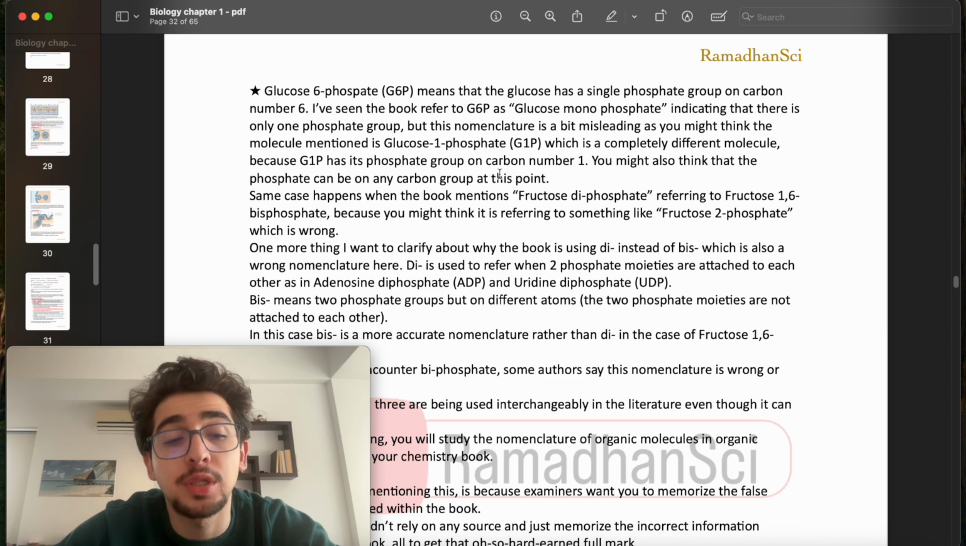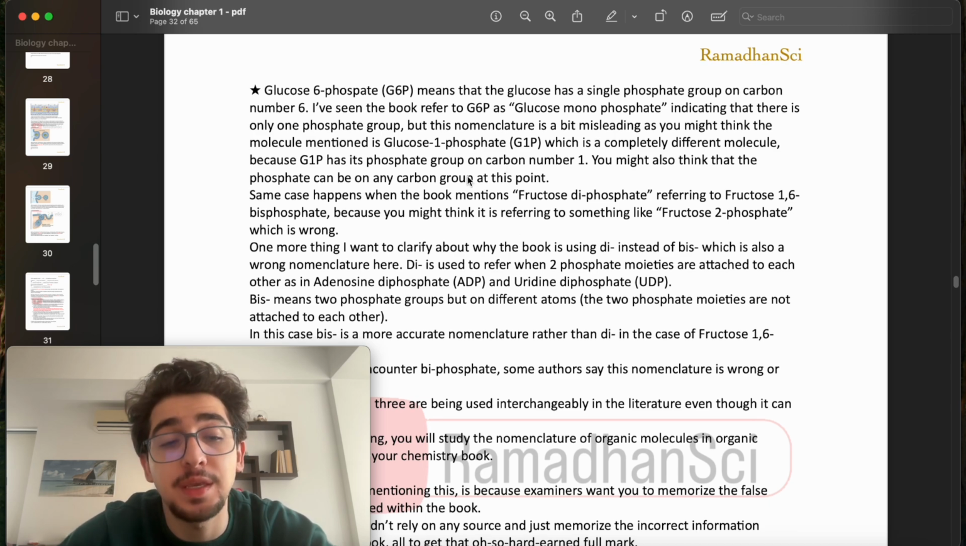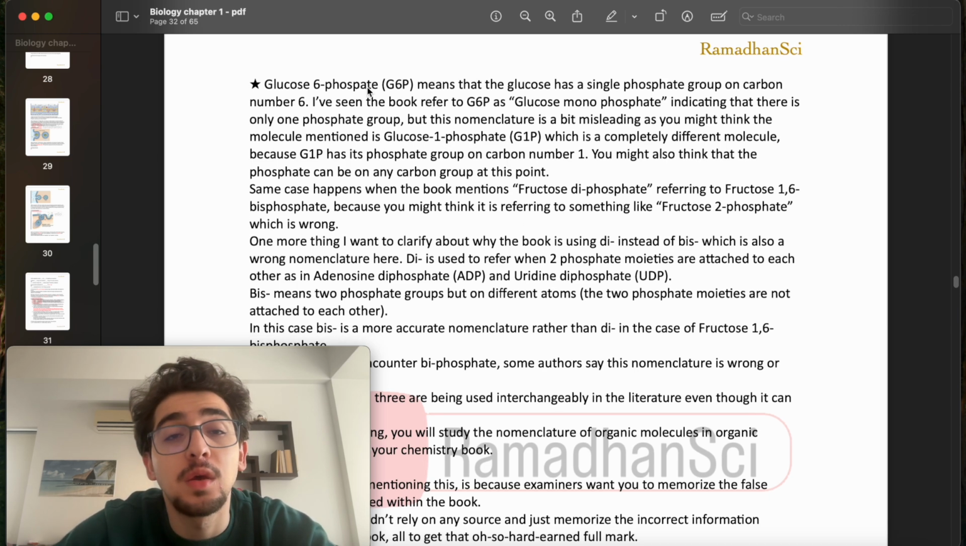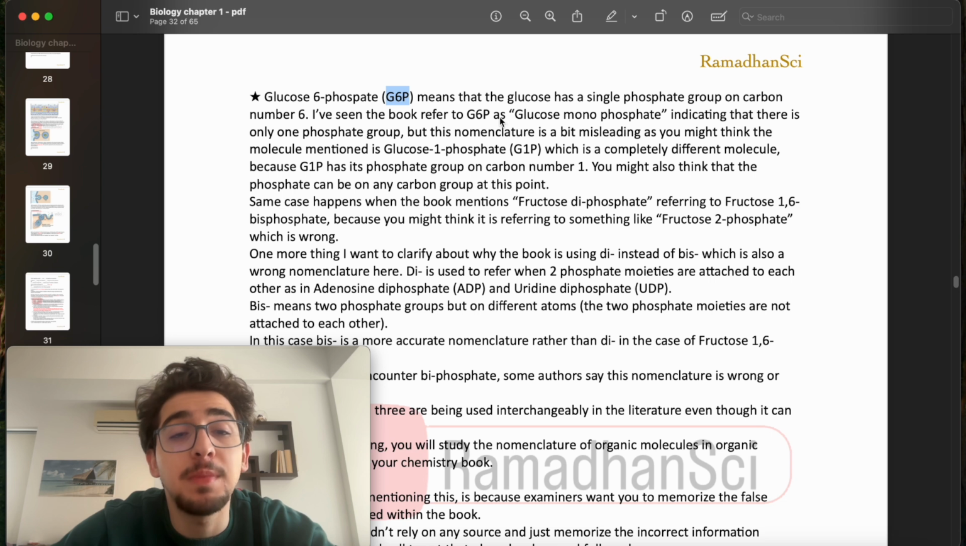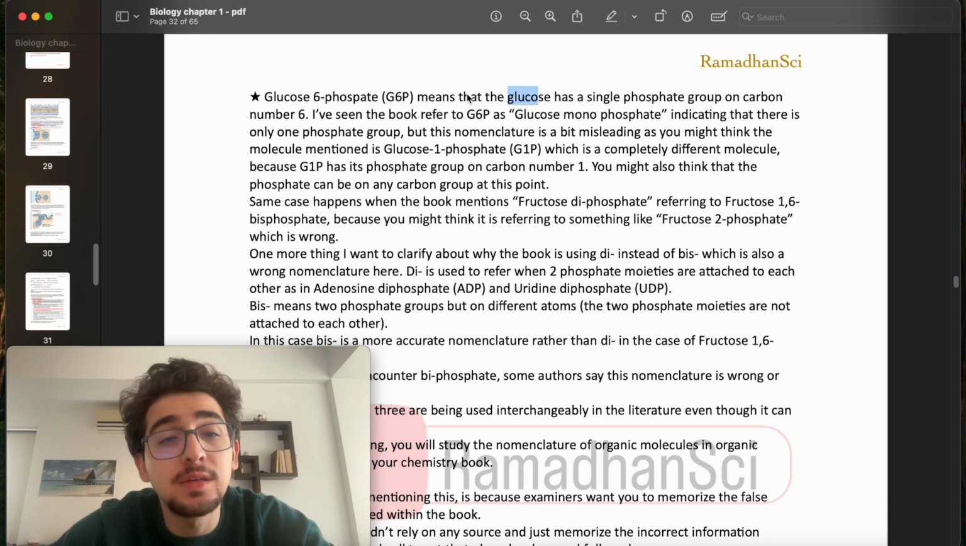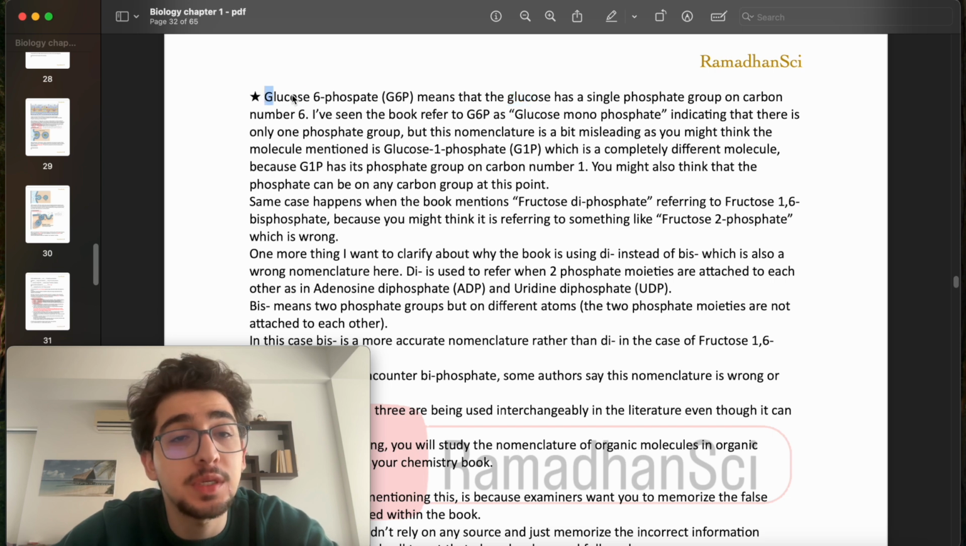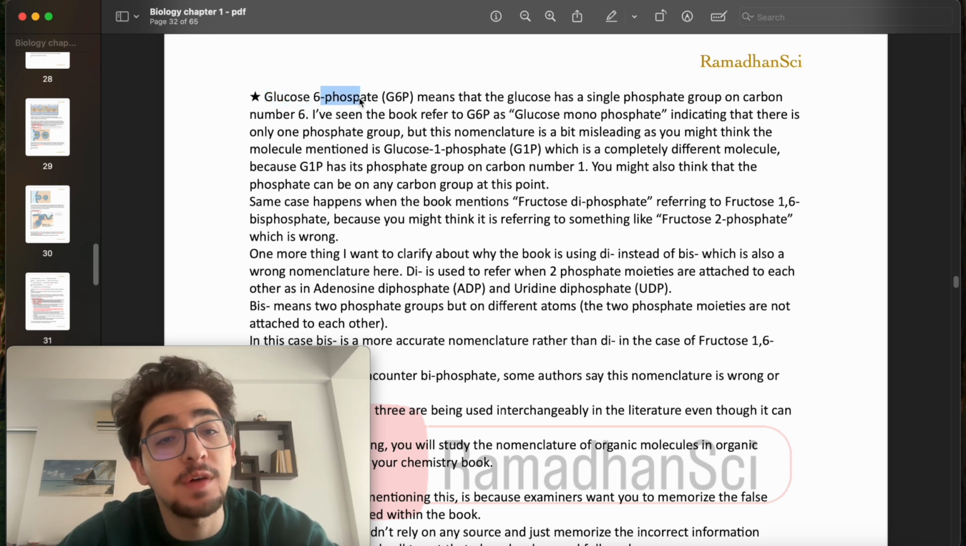I want to clear something that is very vague in the book. When you see G6P, the glucose 6-phosphate, it means that the glucose molecule has a single phosphate group on carbon number 6. Okay, so when you see glucose 6-phosphate, it means that I have glucose, and on my carbon number 6, I have a phosphate group.